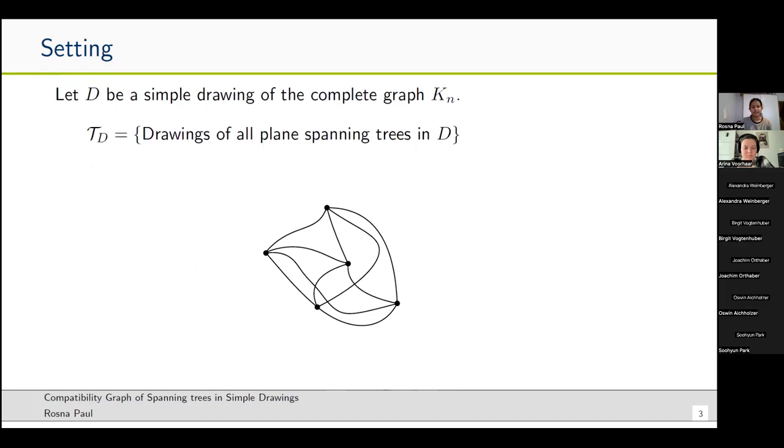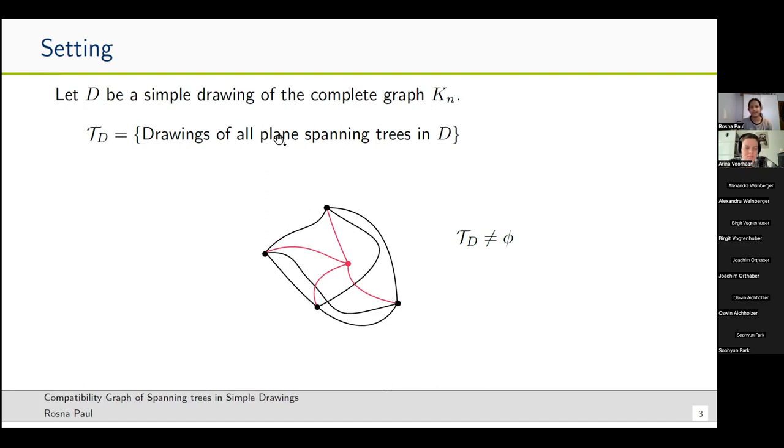Then I define a collection T_D, which is the collection of all plane spanning trees in this drawing. So the first natural question is whether this collection is empty or not. For that, consider any vertex and collect all the edges incident to this vertex. Then you get a subgraph, which is a star of this vertex. Since we are dealing with complete graphs, this substructure is spanning, and since it does not contain any cycles, it is a tree.